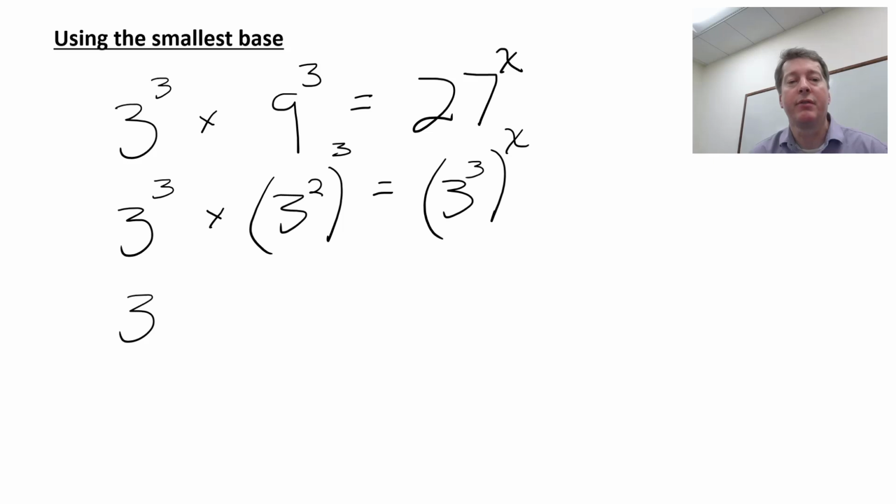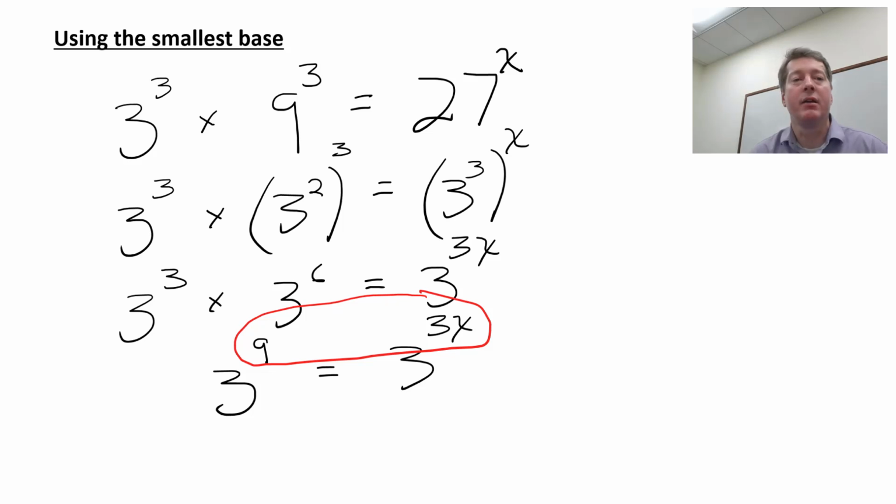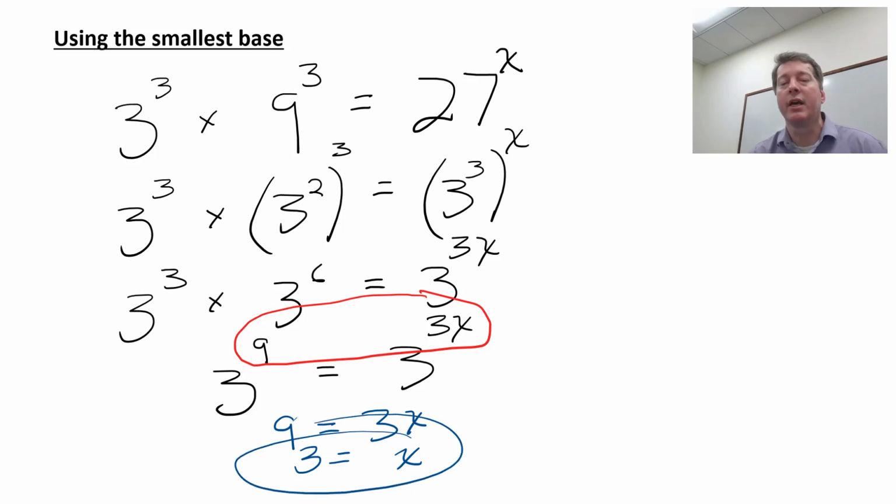So what do I have here? I have 3 cubed times 3 to the 6th equals 3 to the 3x. On the left, 3 cubed times 3 to the 6th is 3 to the 9th. So 3 to the 9th is equal to 3 to the 3x. Well, if that's the case, then 3x has to equal 9. So 9 is equal to 3x. I divide both sides by 3. x is equal to 3. So sometimes you can actually solve for a variable by reducing numbers down to the smallest base.